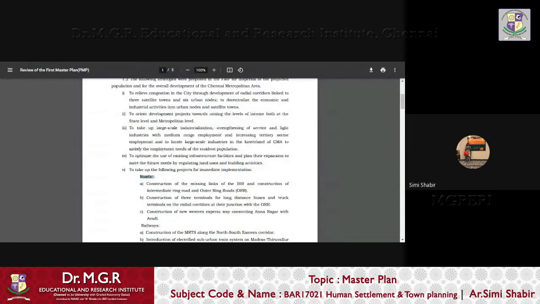The first one, priority wise in the list, the roads. Construction of the missing links of the inner ring roads, IRR, and construction of intermediate ring roads and ORR, that is the outer ring roads. So the inner ring roads, intermediate ring roads, and the outer ring roads. There was a lot of emphasis given to these. Construction of 3 terminals for long distance buses and truck terminals on the radial corridors at their junction with the outer ring road. Construction of new Western Express Highway connecting Annanagar with Avadi. This is as far as the roads are concerned.